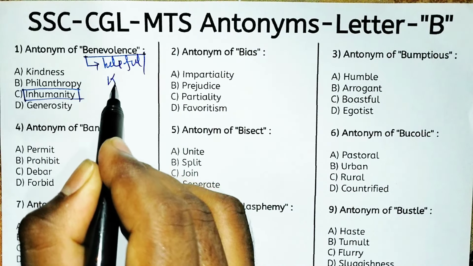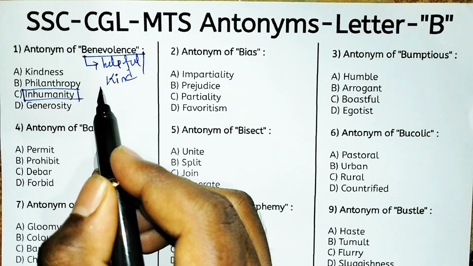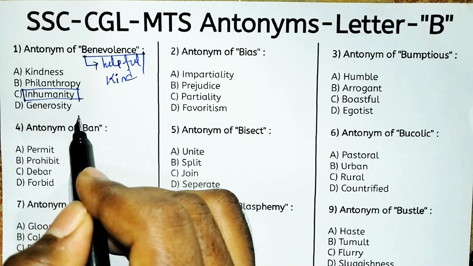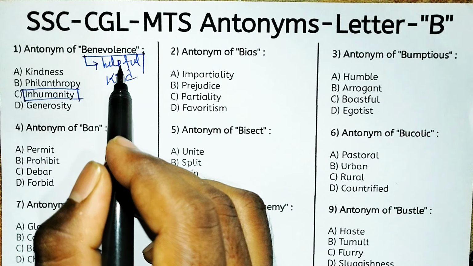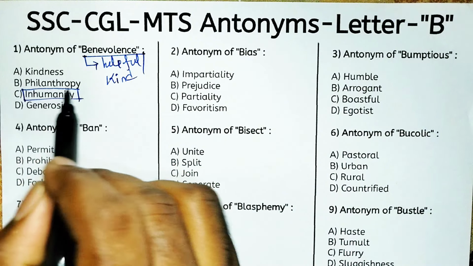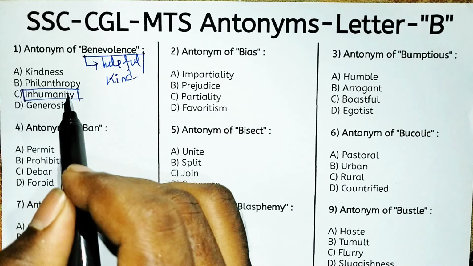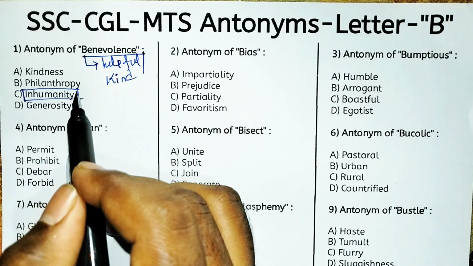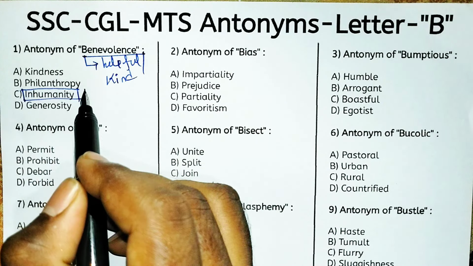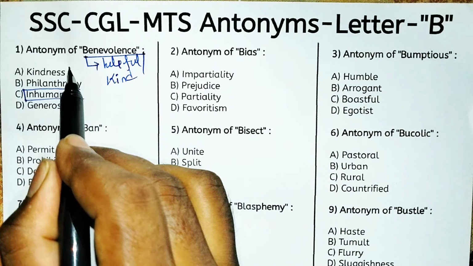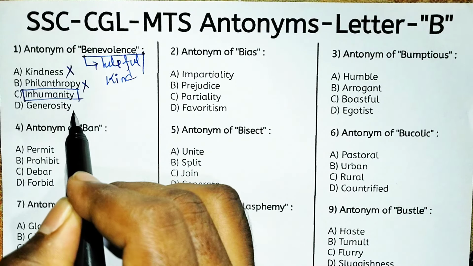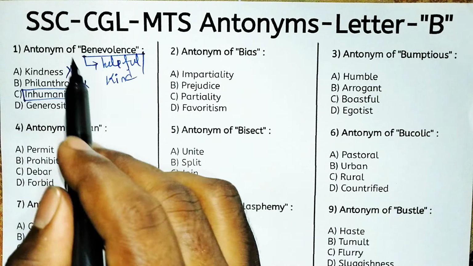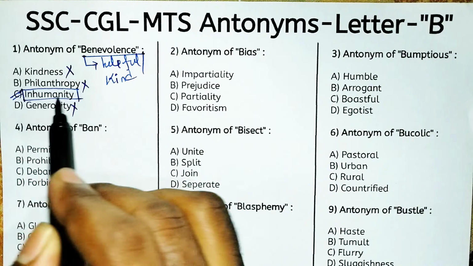Helpful, or you can say kind. That is benevolence. So kindness, philanthropy and generosity are the synonyms of benevolence. Okay, so look, philanthropy means, so philanthropy refers to charitable works, or you can say acts or good works that help others. That is philanthropy. Okay, that's why option A, kindness, option B, philanthropy, or option D, generosity are not the right answers. So antonym of benevolence is option C, inhumanity.